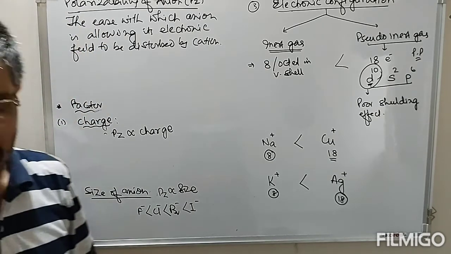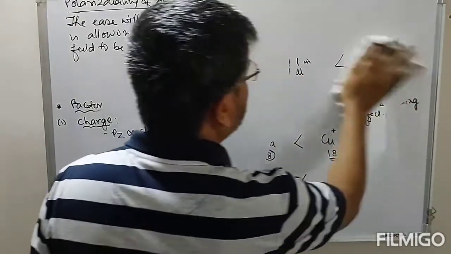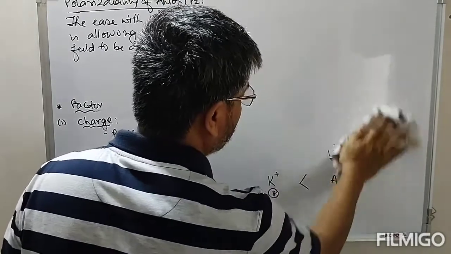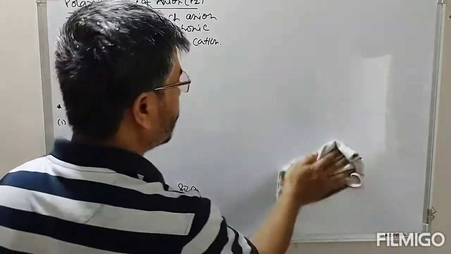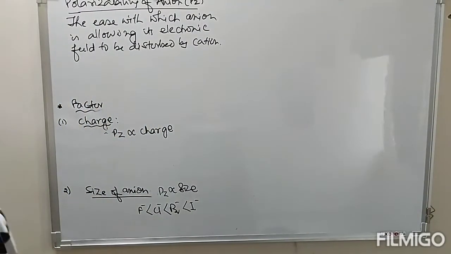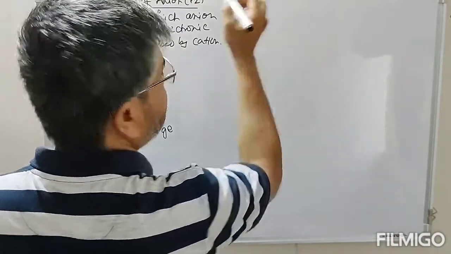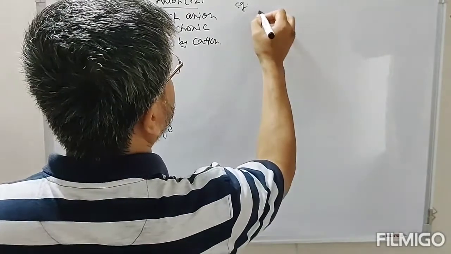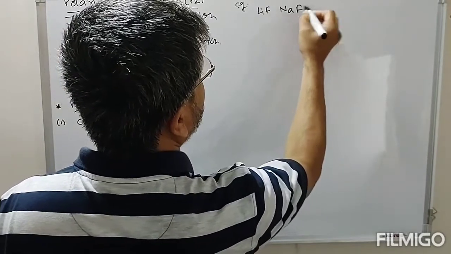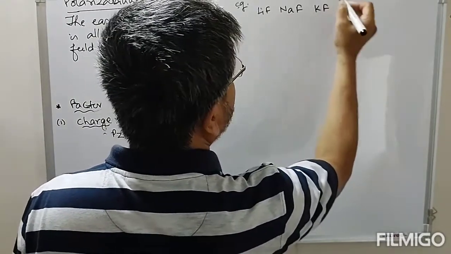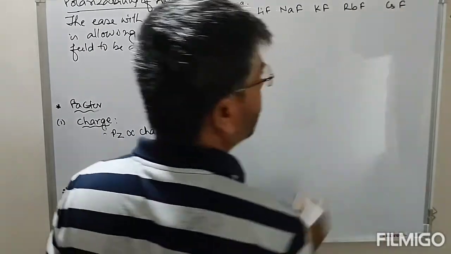And now combining these two, we are saying covalent character is directly proportional to the polarizability of the anion as well as the polarizing power of the cation. So the more the polarizing power and polarizability of the anion, the more the covalent character. So let me take this example. Take lithium fluoride, sodium fluoride, potassium fluoride, rubidium fluoride, cesium fluoride.